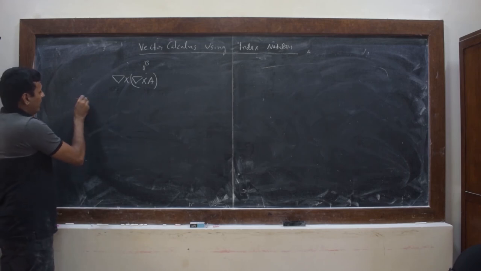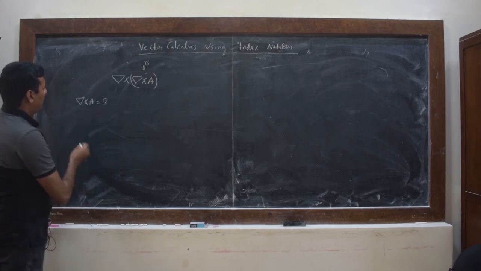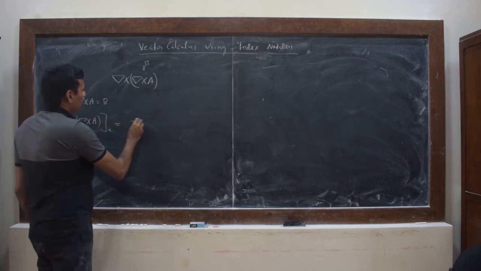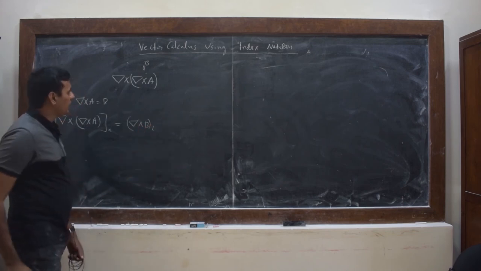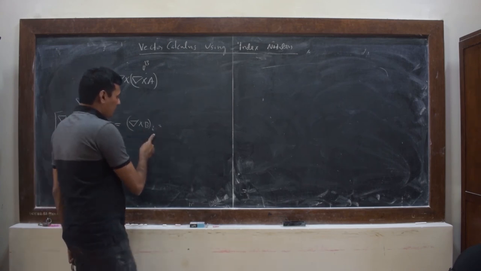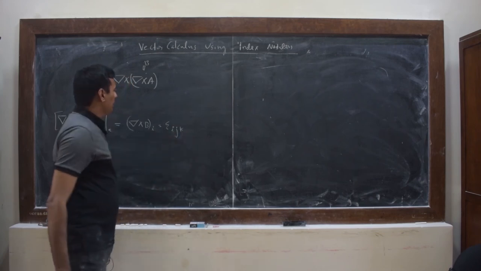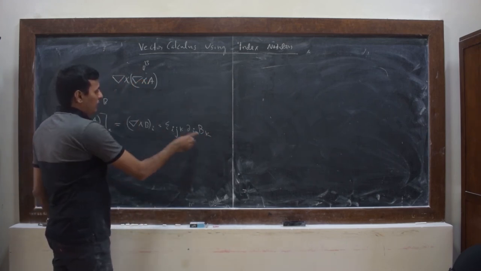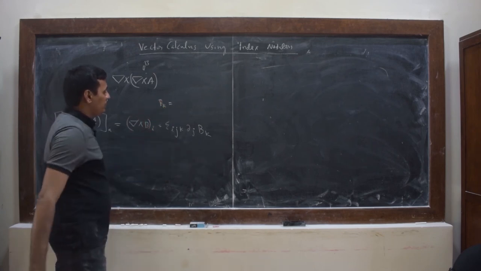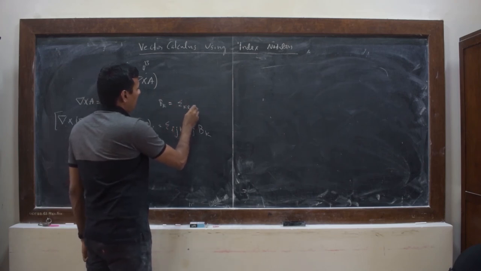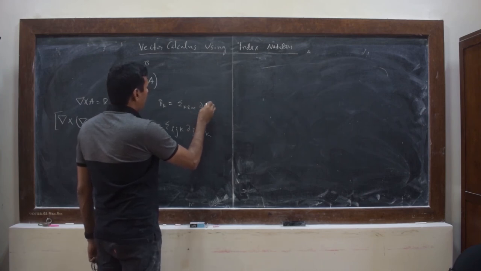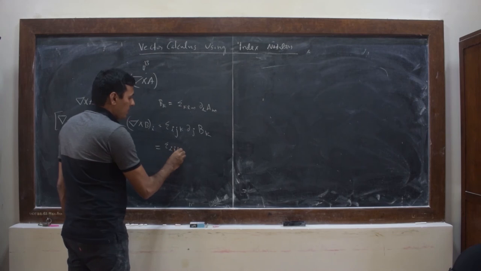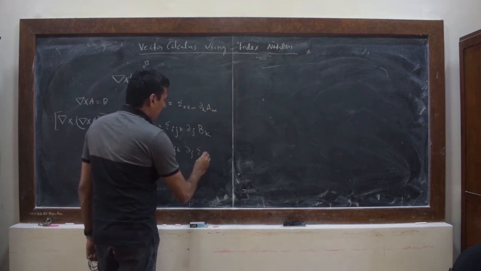So let us take del cross A as say B, and now del cross A, whose ith component is equal to del cross B whose ith component, and that is epsilon ijk del j bk. But you know that B is del cross A, so bk is going to be equal to epsilon klm del l am. So you can write this as epsilon ijk del j epsilon klm del l am.